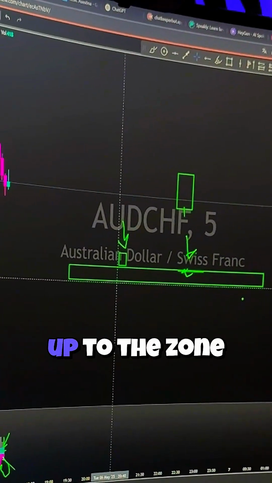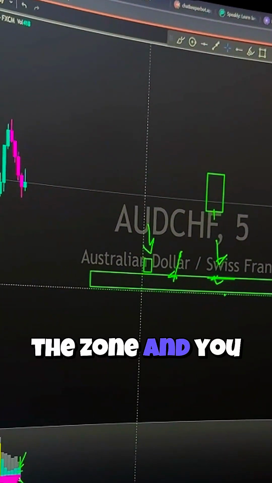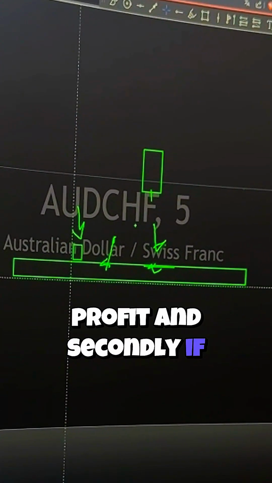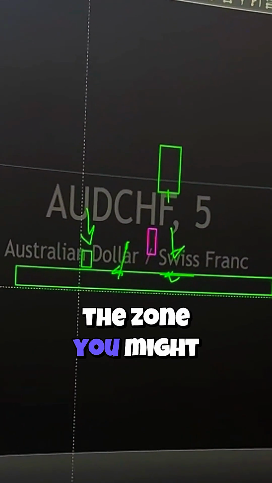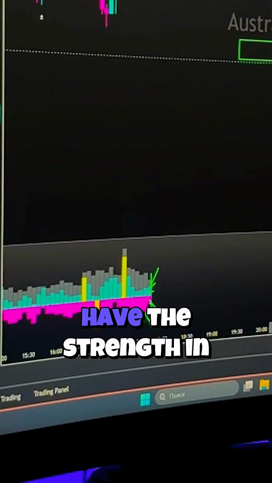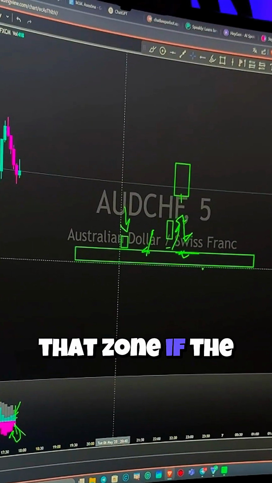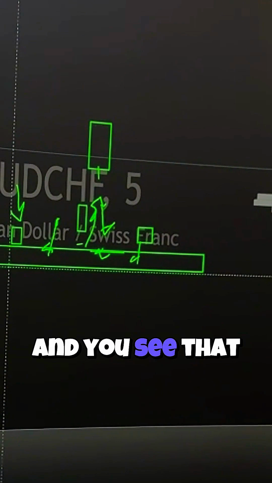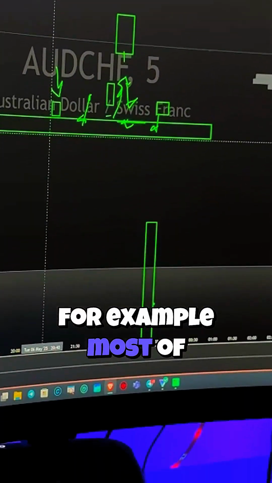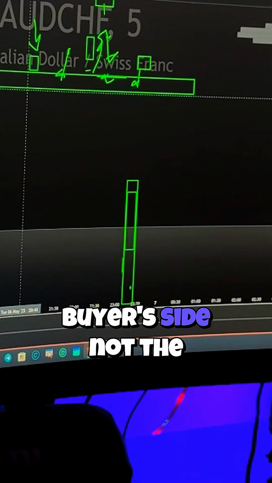It's preferable to do this up to the zone because there might be a reaction from the zone and you might not get that profit. And secondly, if you already see a clear approach to the zone, your volume will already be lower. You don't have the strength in the cluster for further movement, so you can take the pullback move from that zone. If the price has already pulled back once and you see that in this particular bar, for example, most of the volume was growing on the buyer's side, not the seller, right?